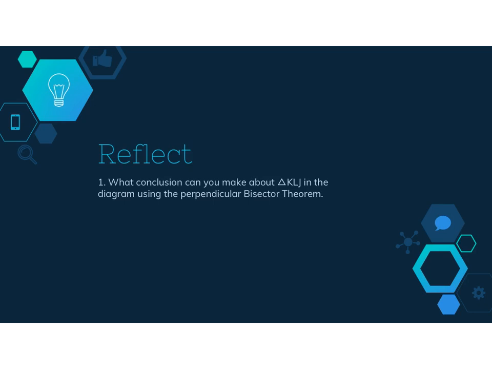All right, reflect. What is the conclusion you can make about triangle KLJ and the diagram using the perpendicular bisector? So you guys have that in your notes. That's a quick sketch here. Not perfect, but we have this here. What can we state based on what we just talked about? And we'll discuss that when we come into class.